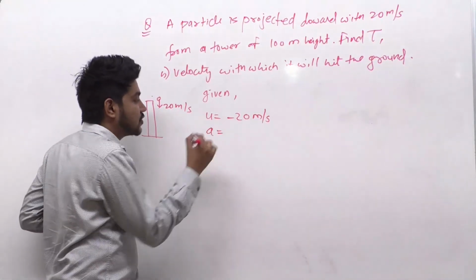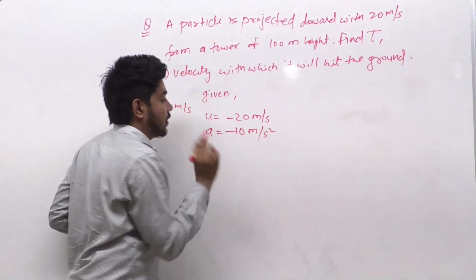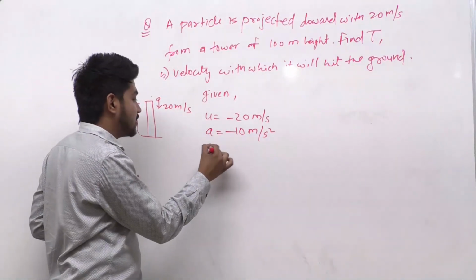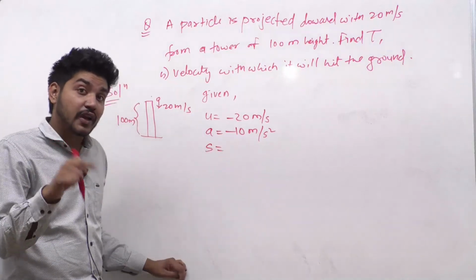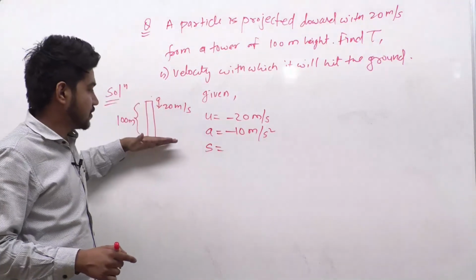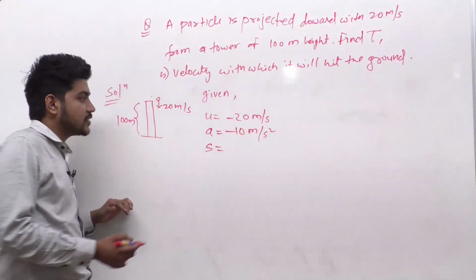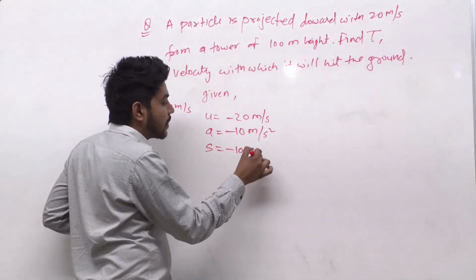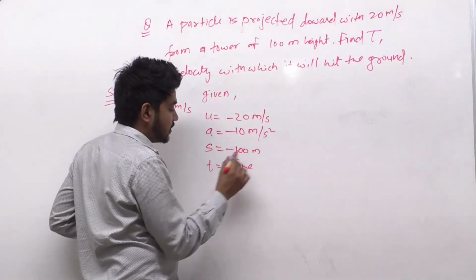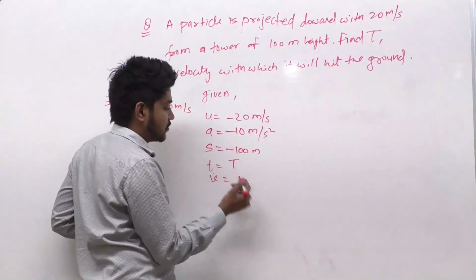And acceleration due to gravity is minus 10 meter per second square. Similarly, displacement is also negative. Why? Because this is the origin, and the particle is coming in the downward direction, right? And how much will it come before hitting the ground? 100 meter. So it is minus 100 meter. So the very first thing is we have to find time, and second is velocity. Time is capital T and velocity is V.